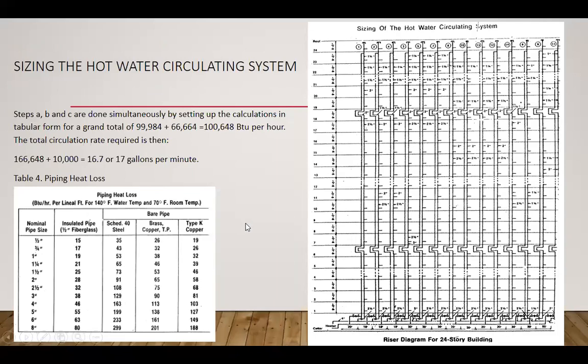Steps A and B are done simultaneously by setting up the calculation in tabular form, from a grand total of 99,984 plus 66,664, or 100,648 BTU per hour. Now, the total circulation rate required is then 166,648 divided by 10,000, which is 16.7 or 17 gallons per minute. That's it. It's small.